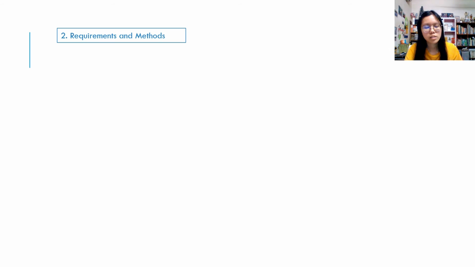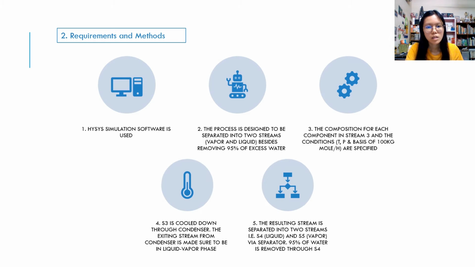In solving the equation, there are some requirements and methods. We need to make sure that the process is designed to be separated into two streams, which are the vapor and the liquid. Also, we need to ensure that 95% of excess water is removed. So we use the HYSYS simulation software to design the process. First, we insert the composition for each component in stream 3, and the conditions, for example, the temperature, pressure, and the basis for it at 100 kgmole per hour.